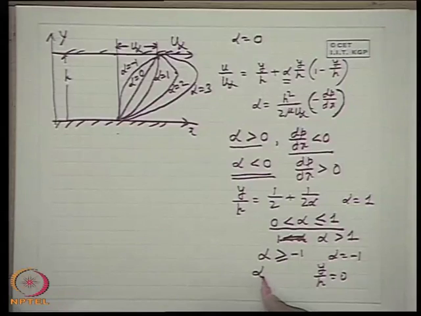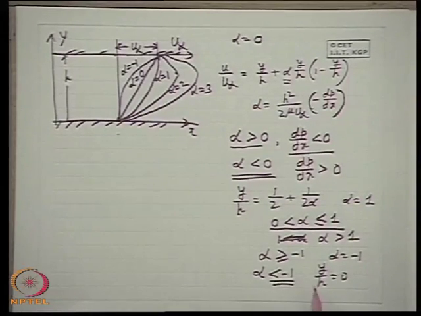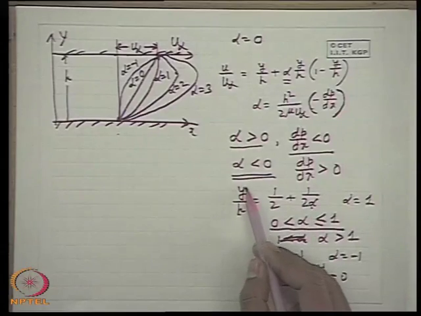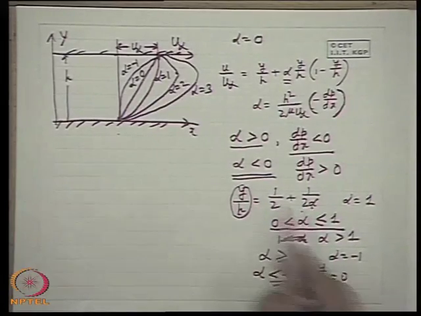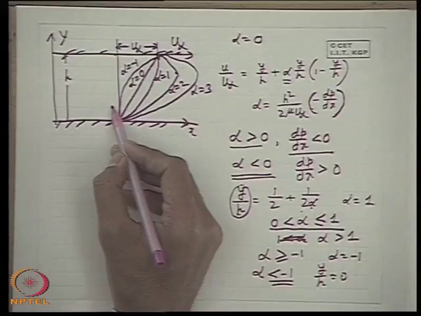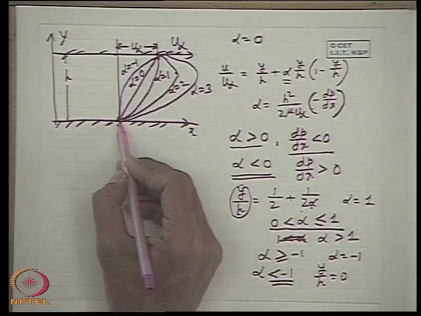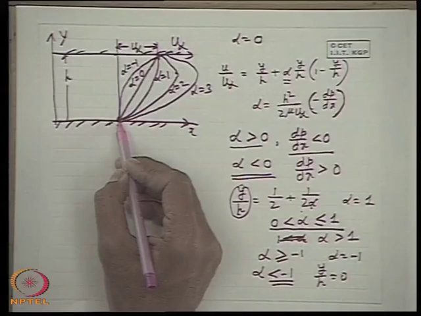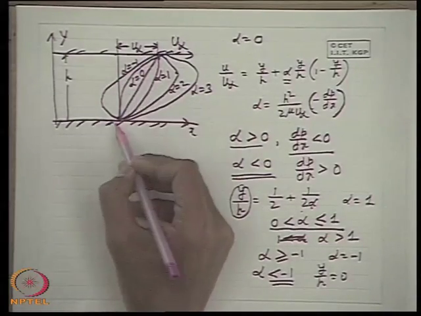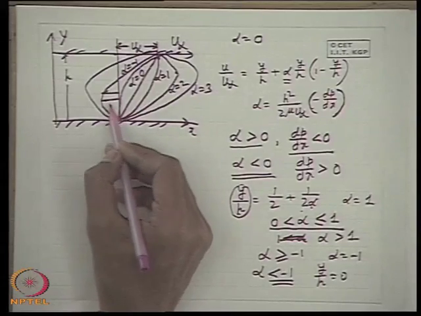So when alpha is still less than minus 1, that means minus 2, minus 3, if we put it here we get a value of y by h greater than 0, which means slightly away from this fixed plate. That means it comes in the flow region, a minimum velocity comes, and that minimum velocity will be lower than 0 velocity, because here the velocity will be 0. Which means a negative velocity appears somewhere here, which implies a reversal of flow in this direction.